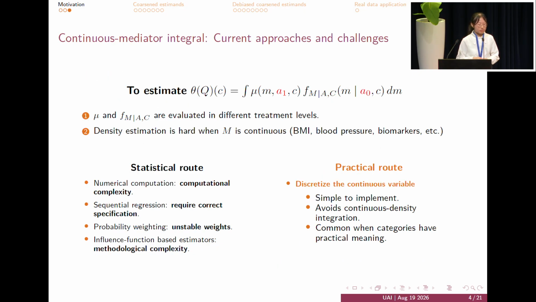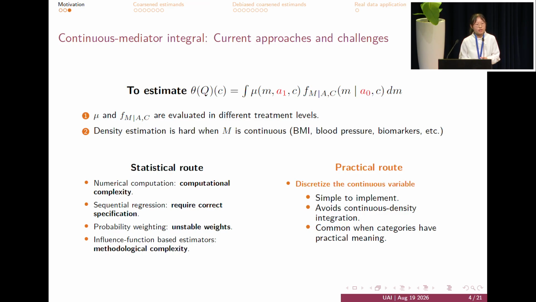What makes this integral challenging? We could notice that the outcome regression and the mediator density are evaluated at different treatment levels. That means this integral cannot be simplified further. So when the M is continuous, it's hard to do the density estimation.